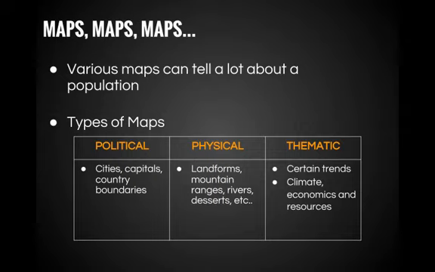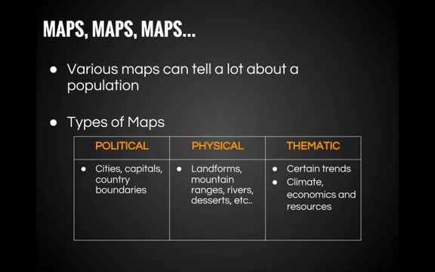Physical maps, on the other hand, show the physical features of a place, such as mountain ranges, rivers, lakes, and deserts. The third type of map is thematic, which can show changing trends over populations. For example, a thematic map might plot world hunger, or maps showing the availability of natural resources in a country.